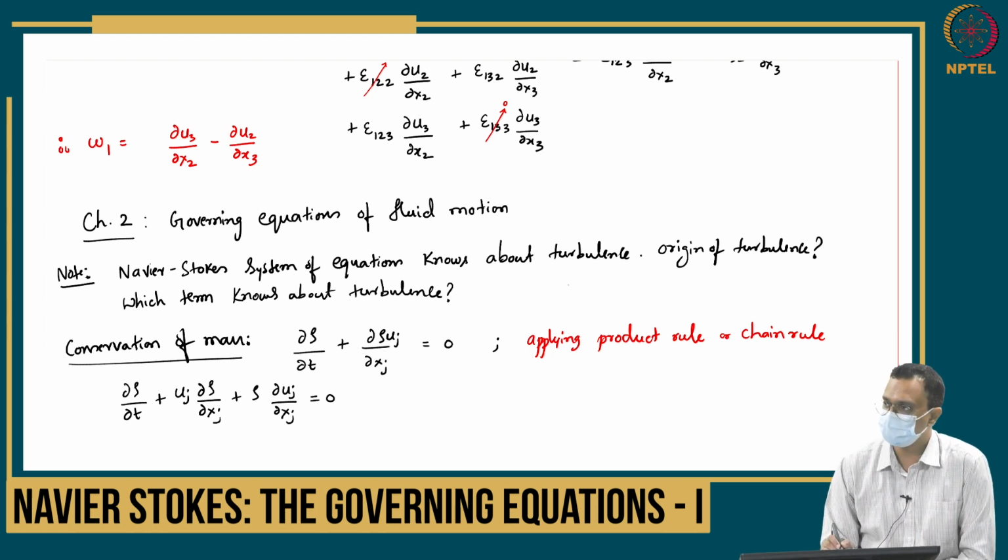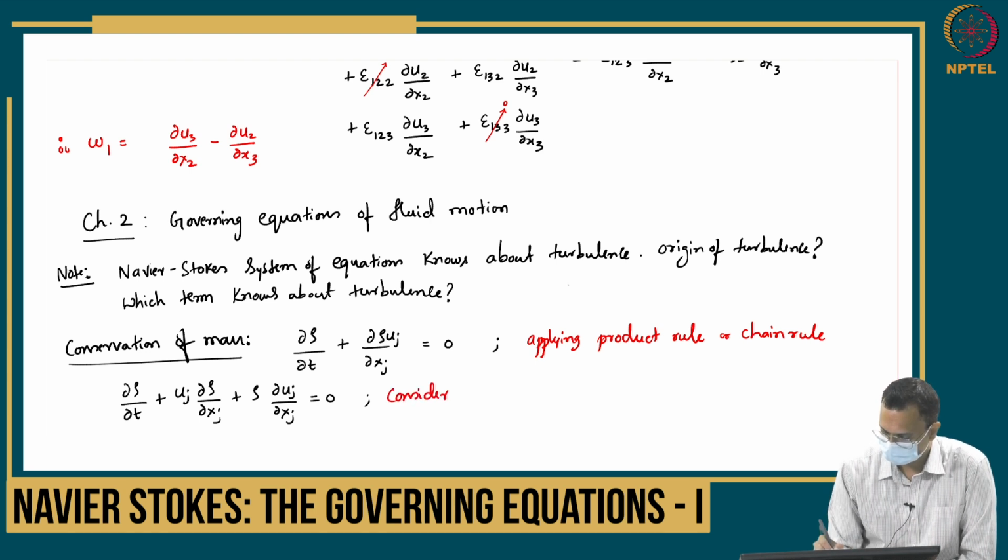Now here, to proceed further in this entire course, I am going to take constant density, right? So this entire turbulence modeling course, I am going to go with constant density flows. Okay. So now consider rho equal to constant, or I can say density, which is rho equal to constant.